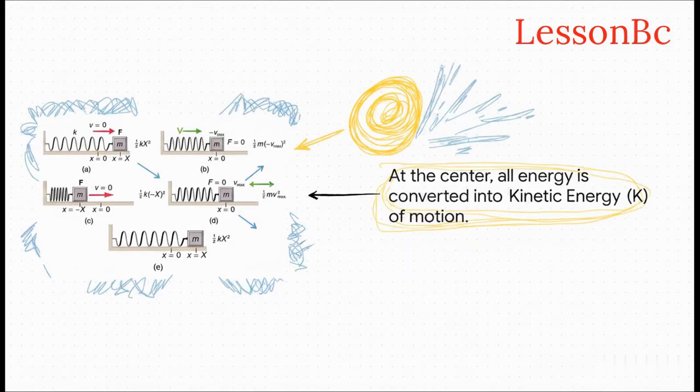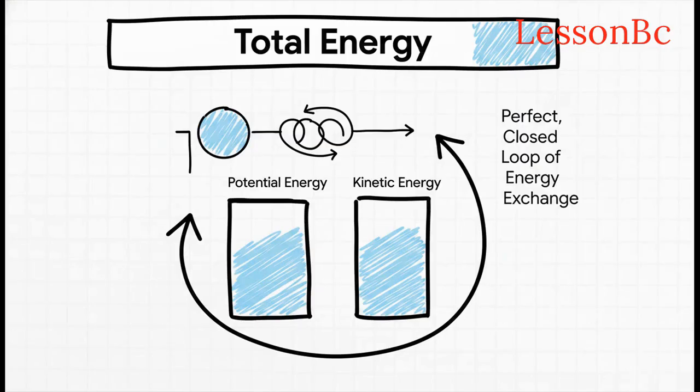And then, as that mass comes flying through the center point, the spring is totally relaxed. That stored potential energy just dropped to zero, because all of it, every last bit, has been converted into the energy of motion, kinetic energy. And that's exactly why the mass is moving at its absolute fastest right at that point. And here is the big, beautiful reveal. The total energy of the whole system never, ever changes. It's constant. It just gets endlessly transformed, sloshing back and forth between potential energy in the spring and kinetic energy in the moving mass. It's this perfect closed loop of energy swapping.